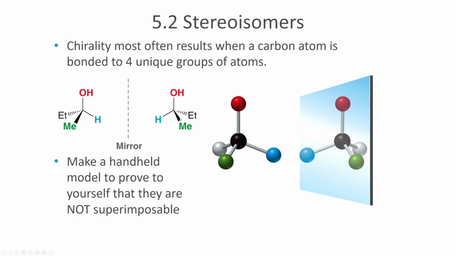And these enantiomers, you can spot them because they will contain at least one chiral center, meaning a carbon that is attached to 4 different groups. In this case, a methyl group, an ethyl group, a hydrogen group, and a hydroxyl group here.